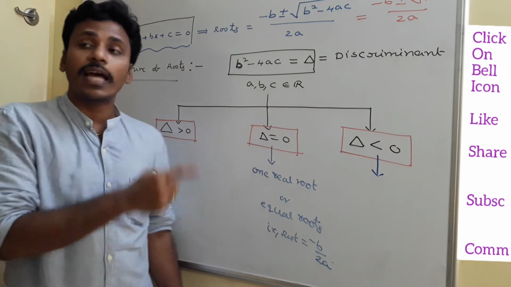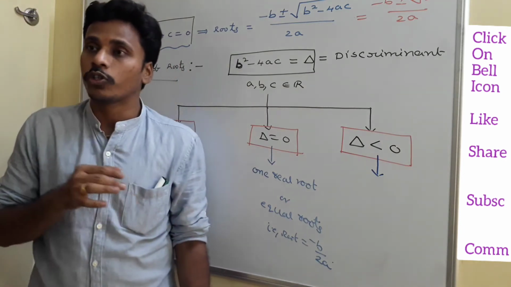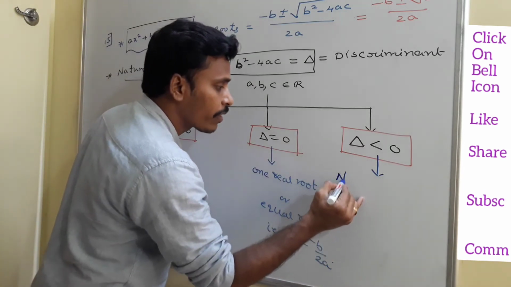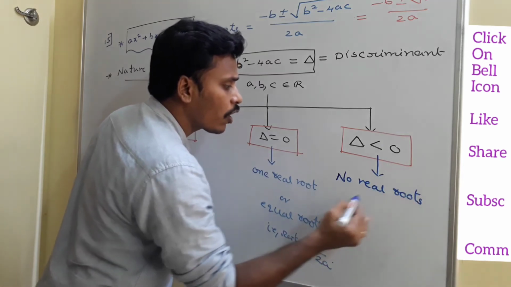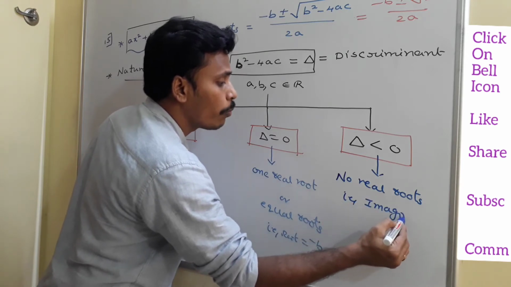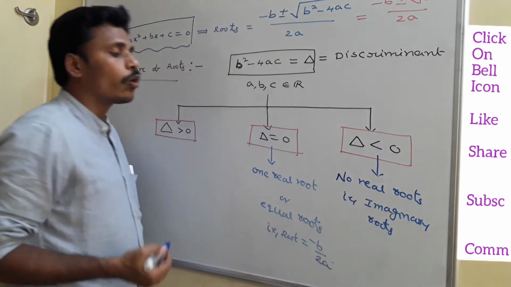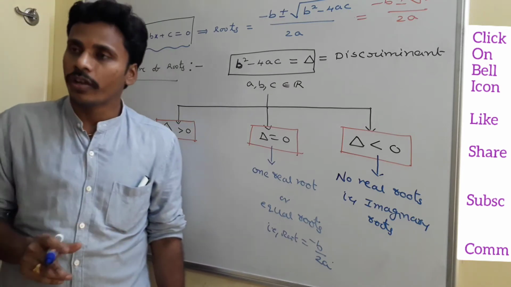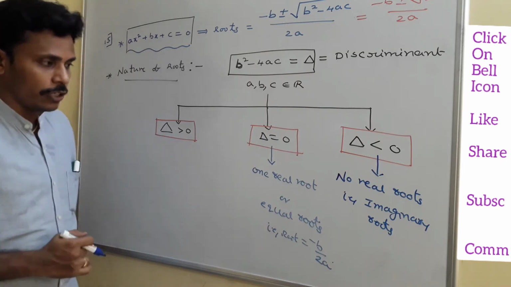That is, if delta is less than 0, then the given equation ax square plus bx plus c equals 0 has no real roots. So in this case we will confirm that the given equation has no real roots. No real roots means it has imaginary roots, or you may say complex roots also. We are going to conclude that if delta is less than 0, then the equation has no real roots, or in other words, the equation has imaginary roots.